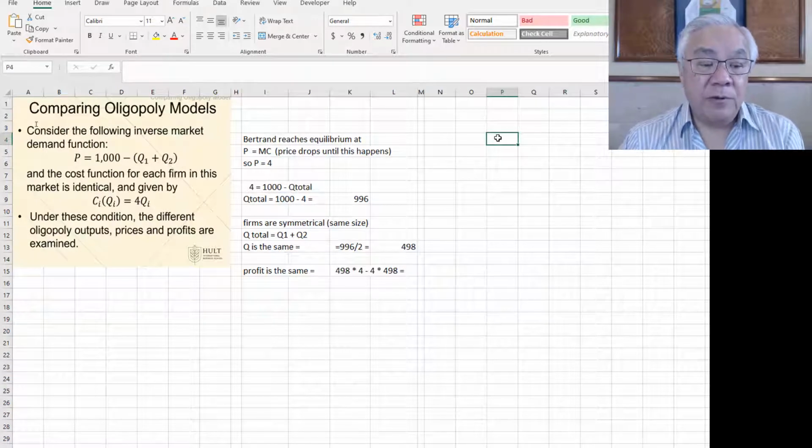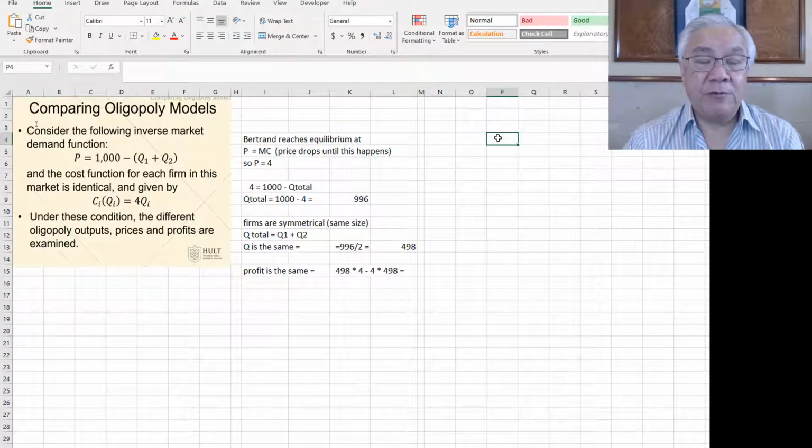So the Bertrand model reaches equilibrium where the price equals marginal cost, and the price just keeps dropping until that happens. Here we know that the marginal cost is 4, so we can plug in the expression for price and make it equal to 4. So 4 equals 1,000 minus the total quantity. Solving for total quantity, we get 1,000 minus 4, or 996.